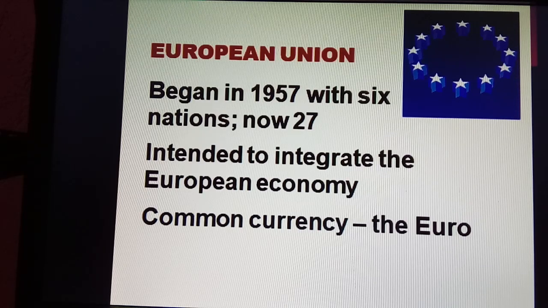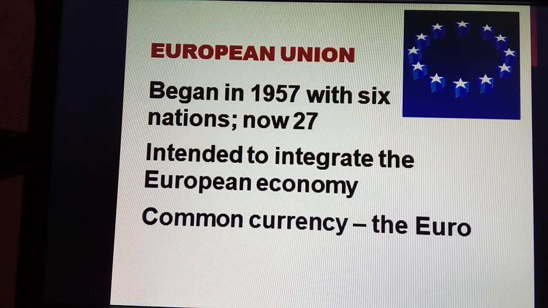Briefly, the European Union began in 1957 with six nations, now 27, intended to integrate the European economy, and they came up with a common currency, which is the euro. There was a time that the euro had the highest value in terms of conversion to pesos. And then later on, if I'm not mistaken, it became higher than the US dollar.